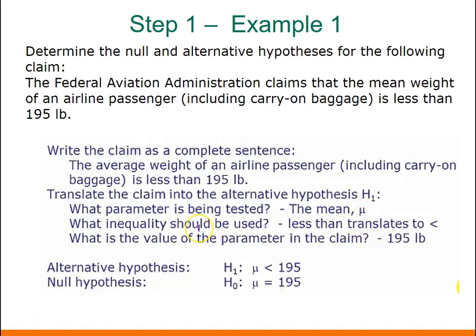Then which inequality should we use? In this one, it actually says less than. So less than translates to a less than symbol. And then what's the value of the parameter in the claim? It was 195 pounds. So we'll take those three things and write our alternative hypothesis, which is going to be mu is less than 195. Once we have that, our null hypothesis is exactly the same, only we're replacing the inequality with an equal sign.